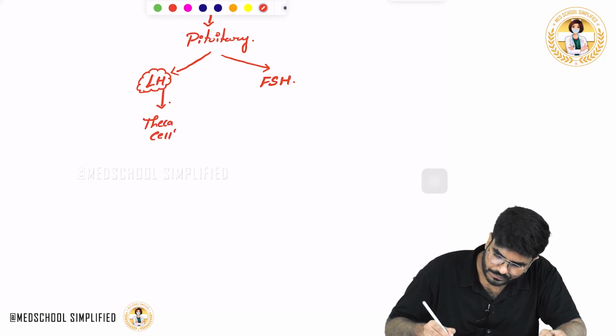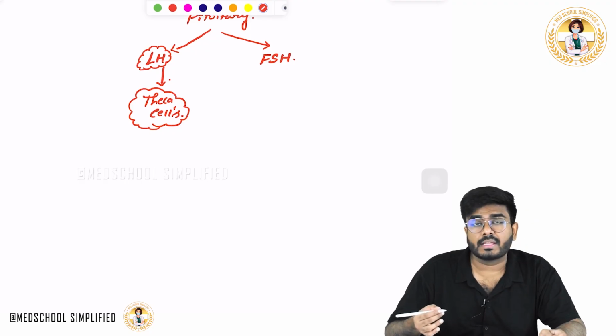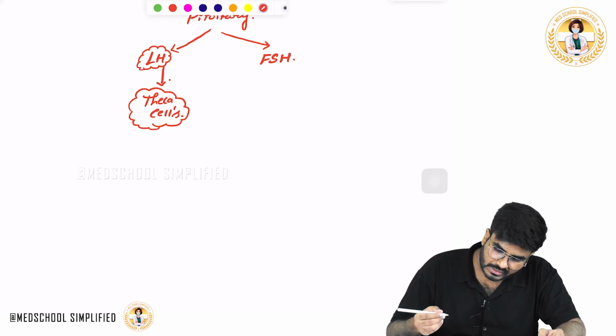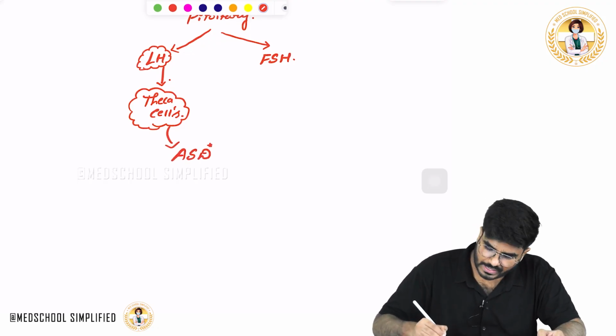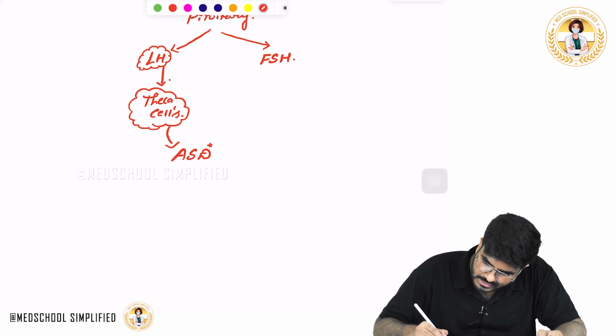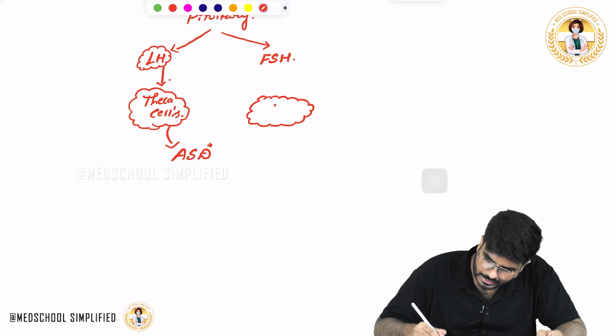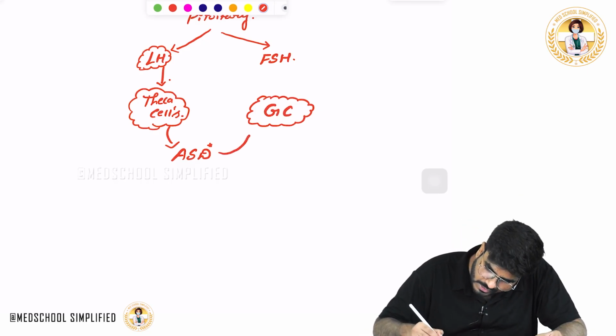Now I have explained that LH is going to act on the theca cells, actually on the enzyme called desmolase, so that the theca cells are going to produce androstenedione. Now this androstenedione, where is it going? The androstenedione is going to come into the cells called granulosa cells. One more cell type in the ovary is the granulosa cells. So now this androstenedione is coming to the granulosa cells.